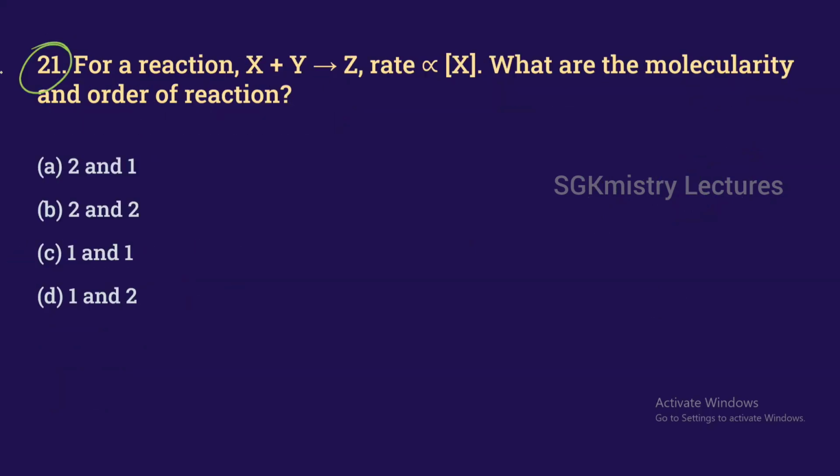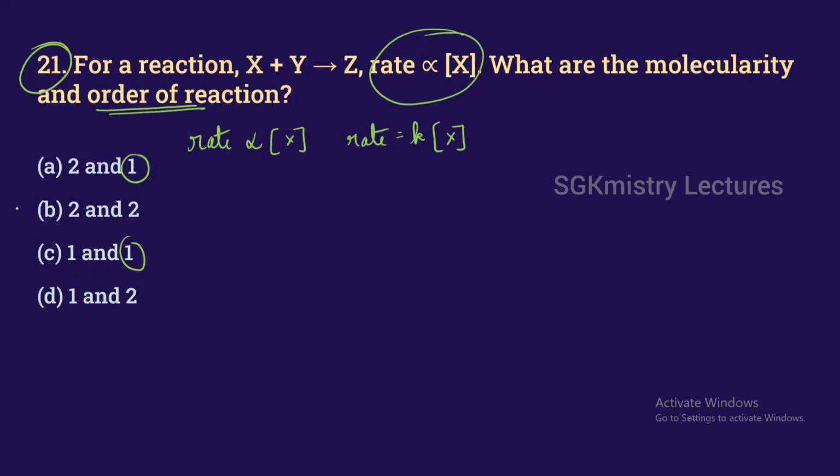Next, question number 21. For a reaction X plus Y gives Z, rate is directly proportional to concentration of X. What are the molecularity and order of the reaction? Here you can easily see rate is directly proportional to X, and there is no power as such. So we can write it as rate is equal to K into concentration of X. Here nothing is given as power. So that means it is very evident that we are talking about the first order reaction. So order of the reaction will be 1.